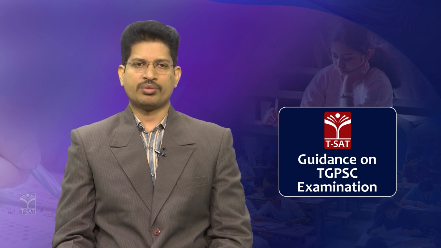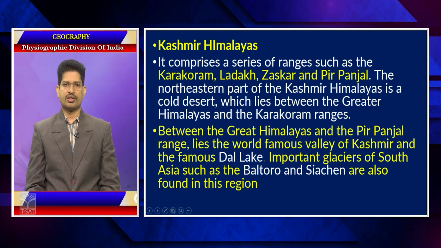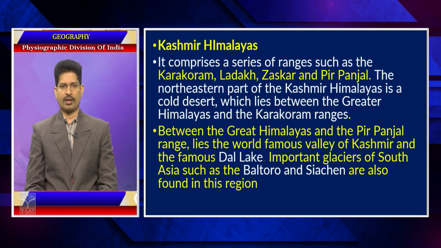In the Kashmir Himalayas you have ranges like Karakoram, Ladakh, Zanskar and Pir Panjal. Between the Great Himalayas and the Pir Panjal ranges lies the world famous Valley of Kashmir, and the famous Dal Lake is present in this region. So Dal Lake can be asked as a question where it is located.